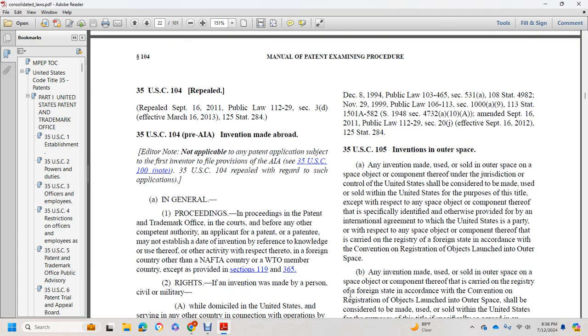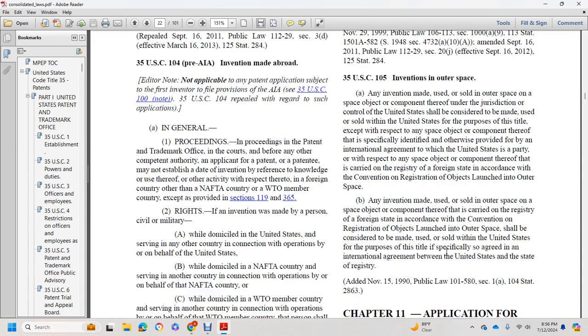Title 35 U.S. Code 105. Inventions in outer space. Any invention made, used, or sold in outer space on a space object or component thereof under the jurisdiction or control of the United States shall be considered to be made, used, or sold within the United States for the purposes of this title, except with respect to a space object or component thereof that is specifically identified and otherwise provided for by an international agreement to which the United States is a party, or with respect to a space object or component thereof that is carried on the registry of a foreign state in accordance with the Convention on Registration of Objects Launched into Outer Space.